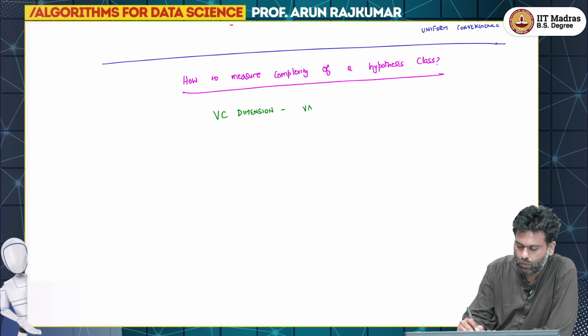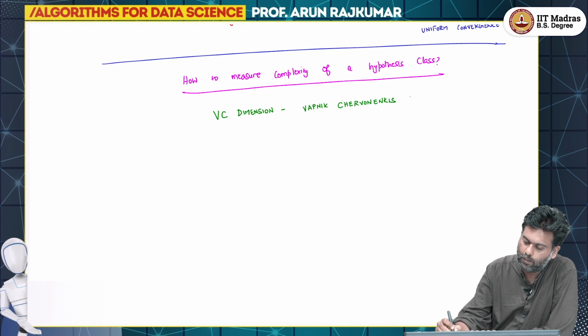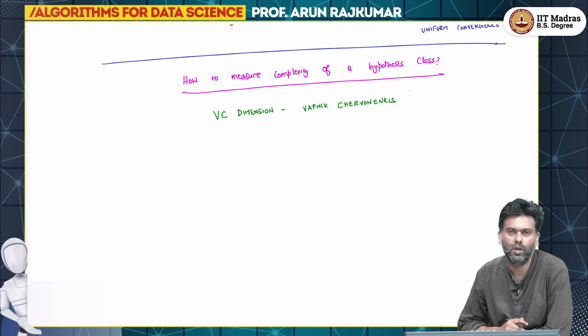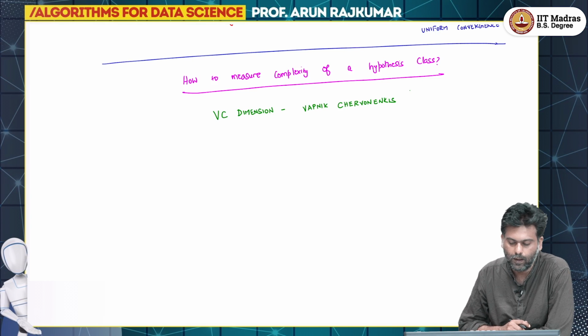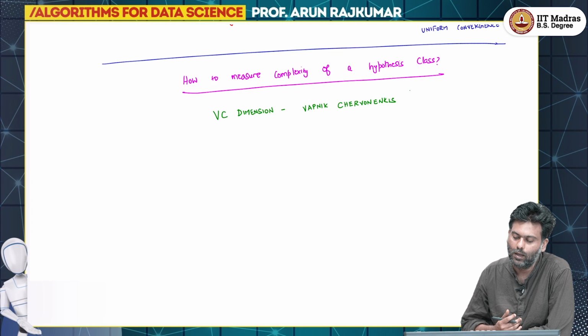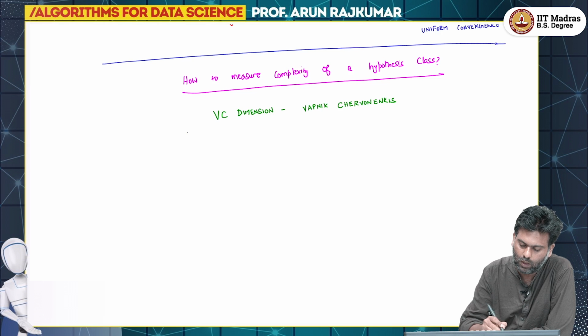which is named after two famous scientists who came up with this measure of a hypothesis class, Vapnik and Chervonenkis, two Russian scientists, very popular in machine learning, in some sense the father of statistical learning theory, so to say. They came up with this idea, and before we formally say what this measure of a hypothesis class is, we will talk about an intuitive way to understand what is going on, how to come up with a measure.